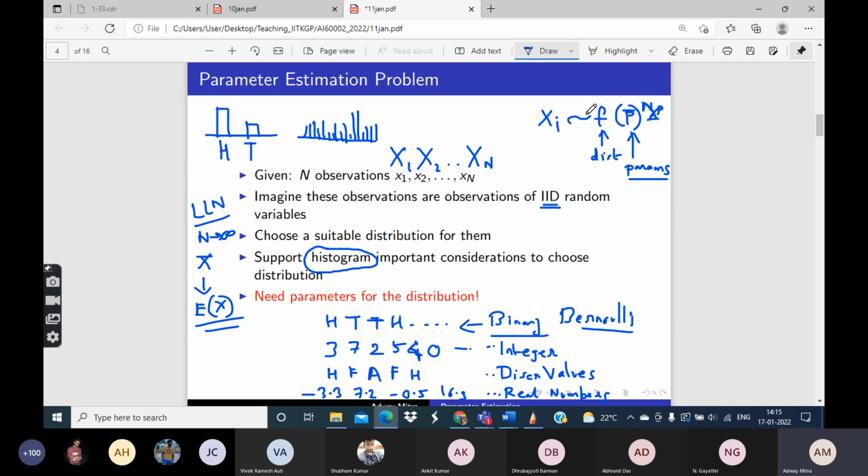So for some candidates of F we have already shown. But apart from F, there is something more to it. What is that? These are the parameters P, right? So what do we do with these parameters? Where do we get them from? For that we need parameter estimation, right? That is where we need to estimate the values of the parameters. If we are going for the Bernoulli distribution, then what should be the value of P? If we are going for the binomial distribution, what should be the values of N and P? If Poisson, what's the value of lambda, etc. So that's the question of parameter estimation.